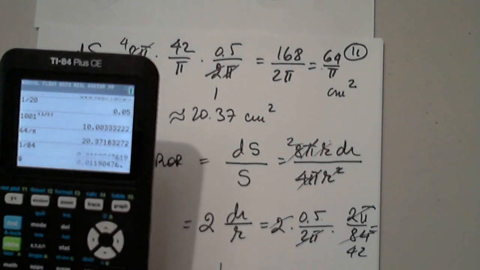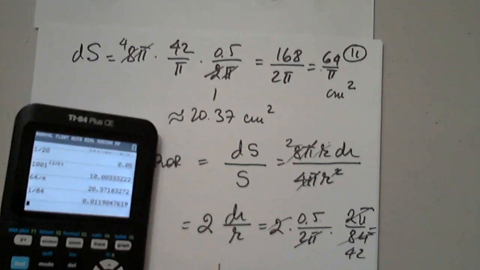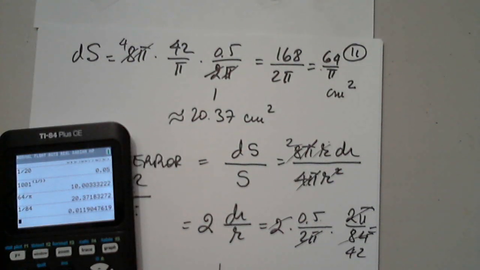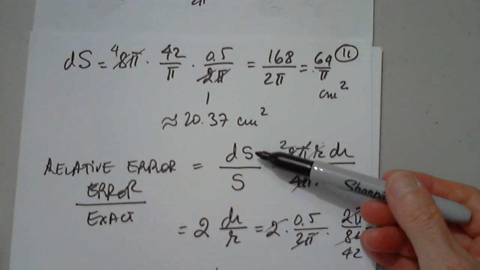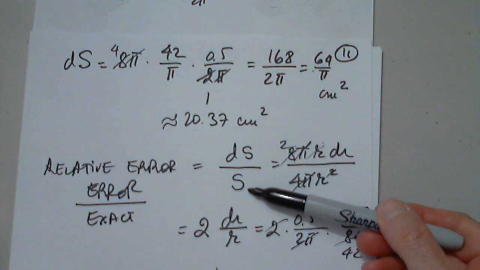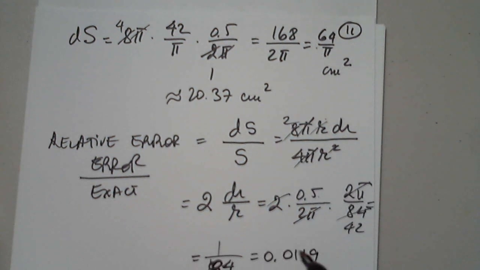1 divided by 84, 0.0119. So this is the relative error. This over this. You have to get the same answer. And the percent will be 1.19%. No measurement unit, no measurement unit.